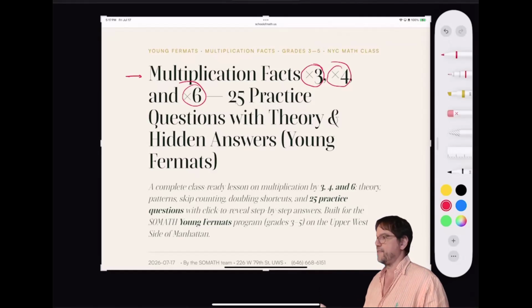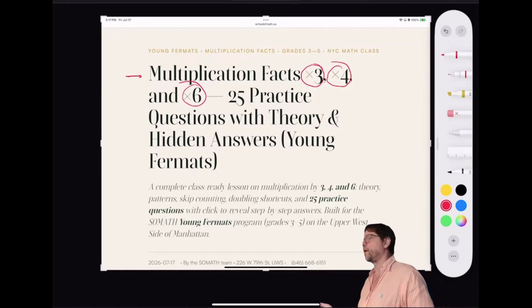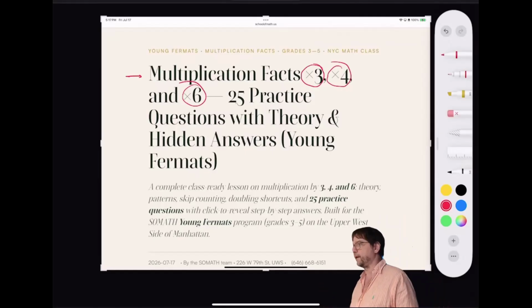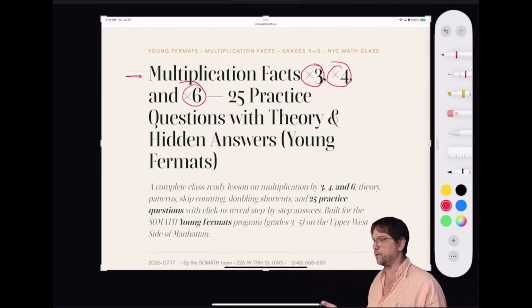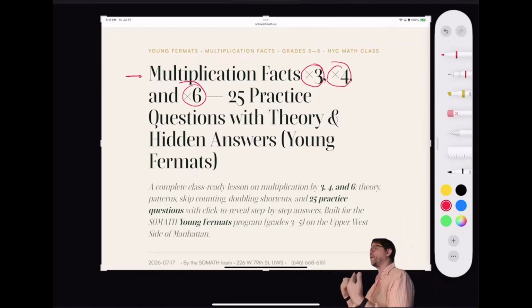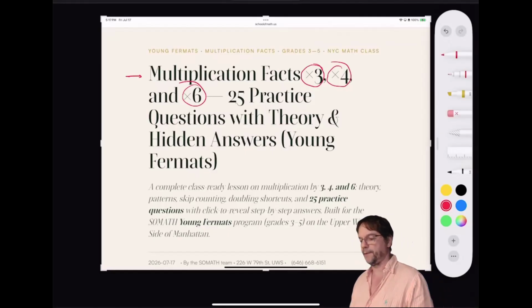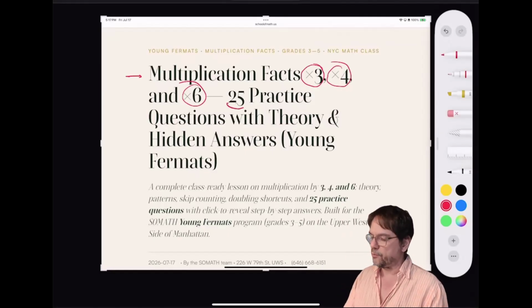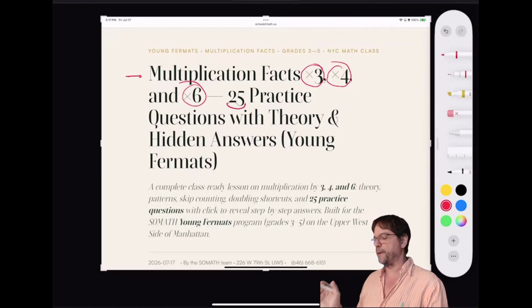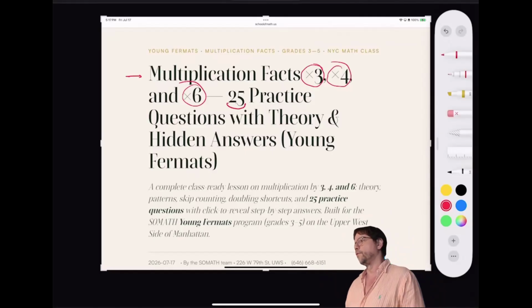We go over the theory, where the multiplication comes from, the properties of multiplication, what you can do with the multiplication. That is the preparation for other very important things, like division, powers, roots, fractions, least common multiple, greatest common factor. Is that okay? Then we try to do together 25 practice questions with theory and hidden answers for your level, Young Fermats. Okay?